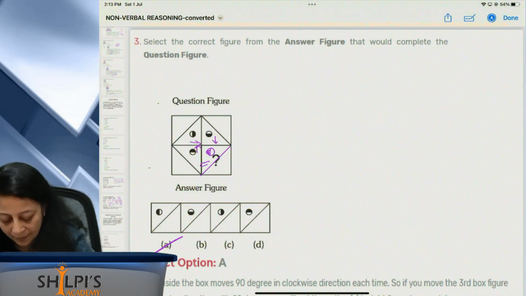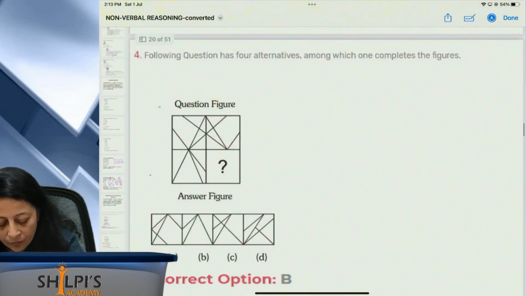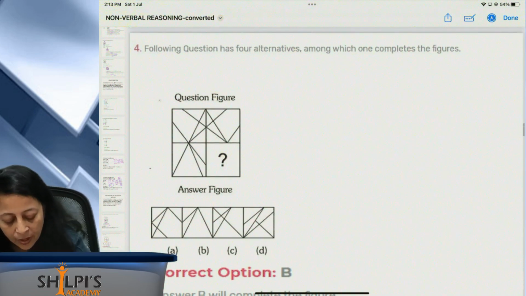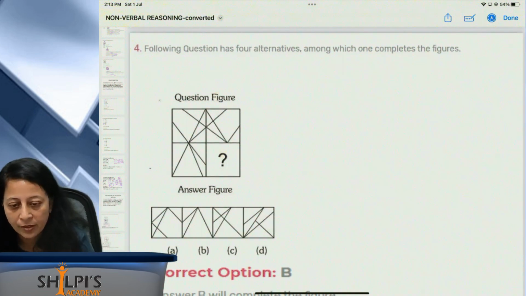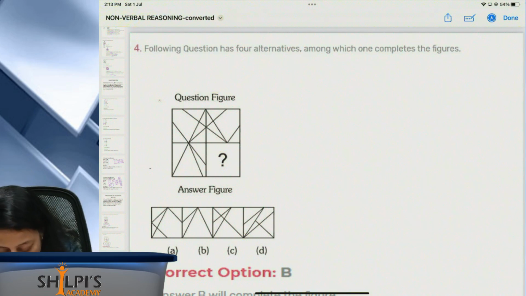Okay. So the following question has 4 alternatives, among which one completes the figure. Okay. This is okay. Some line has to be drawn here connecting this one. That is being known. Then after that, this line is hanging. It has to complete somewhere here. Okay, see here it is like this. So like that we have to draw.